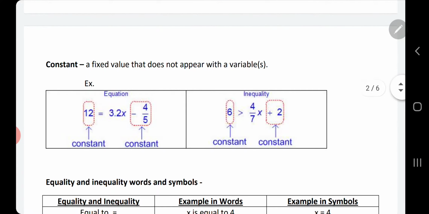Constant. A constant is a fixed value that does not appear with a variable. So, for example, in the example on the left, we see 12 as a constant because it's just a known number that is not next to a variable. Same over here, this negative 4/5 would be a constant. Or in this inequality, on the right-hand side, the 6 is a constant, or the positive 2 is a constant. Once again, numbers that are known that do not sit next to a variable.